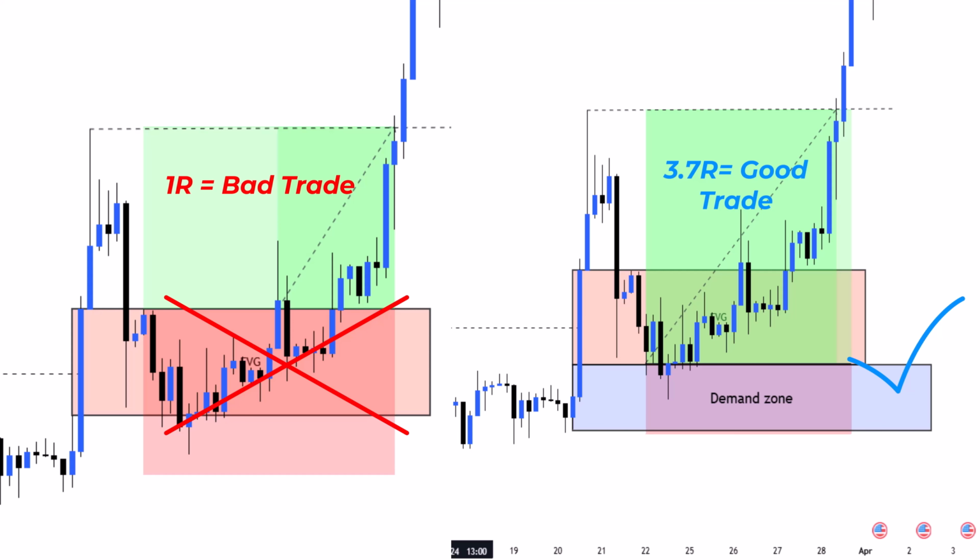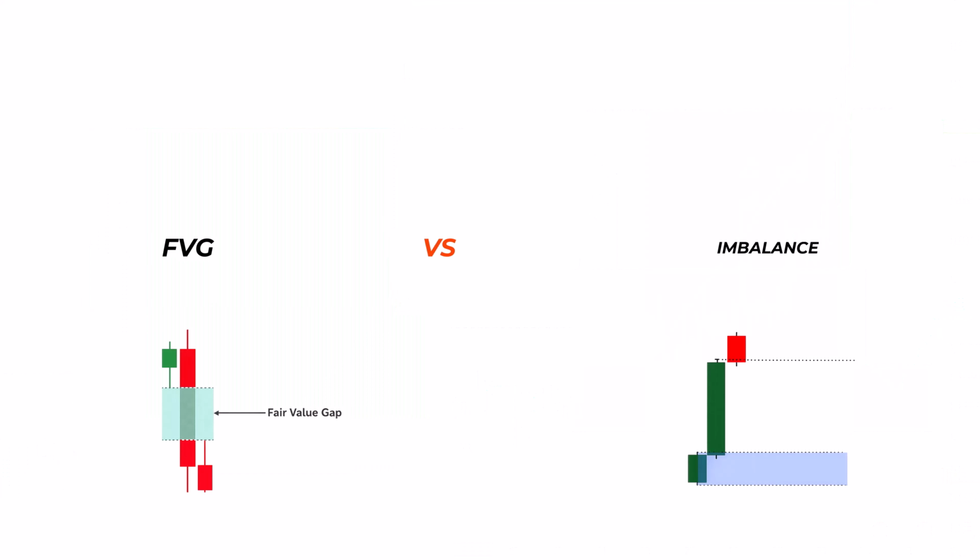So I'm sure by this point in your trading journey, you've heard the terms fair value gap and imbalance thrown around everywhere. But here's the problem most people run into. They don't actually know what the difference is. They don't know which one they're supposed to be trading. And worst of all, they bounce back and forth between the two, never staying consistent with either. And then they wonder why their results are all over the place.